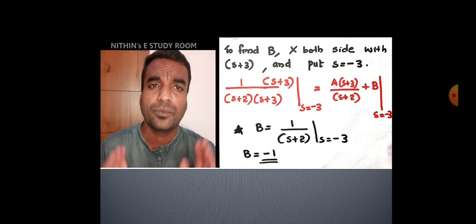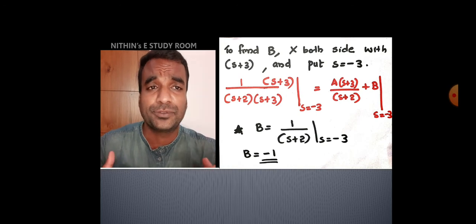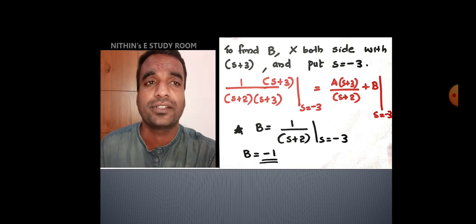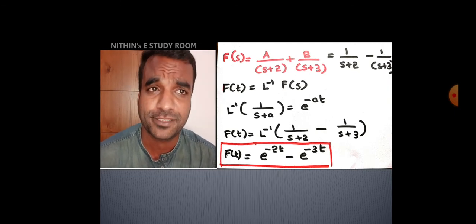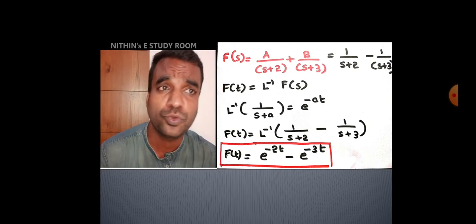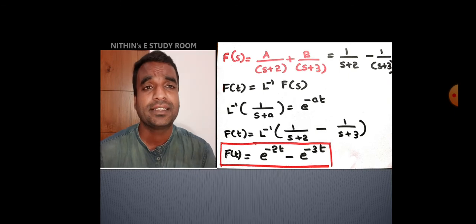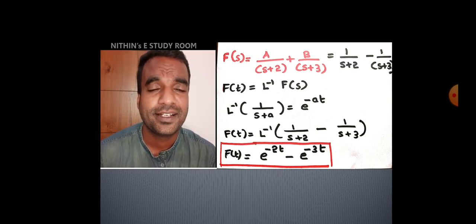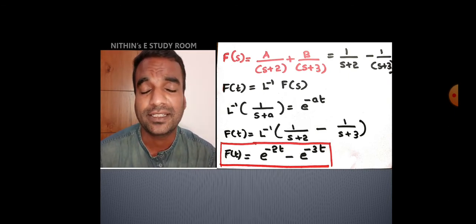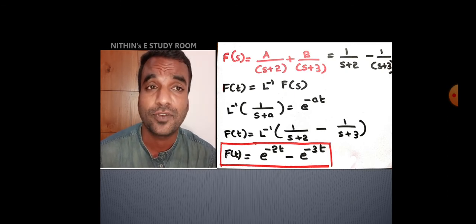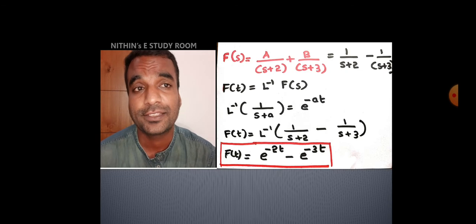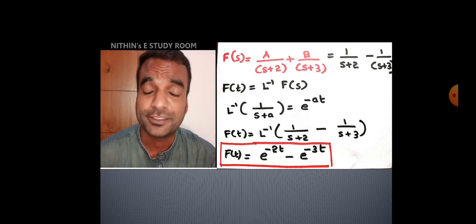So now you have both a and b. Now we substitute a and b back into the partial fraction equation. So f of s is equal to a by s plus 2 plus b by s plus 3, that is equal to 1 by s plus 2 minus 1 by s plus 3. In the last class we saw the basic equations: Laplace transform of e raised to at is 1 by s minus a, and e raised to minus at is 1 by s plus a.